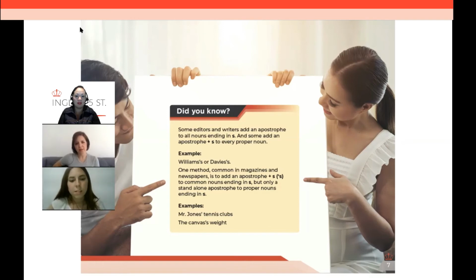The canvas's weight. And as you can see, for example, here when it says Mr. Jones', like we checked before, we are using it in a plural situation. Why? Because we are talking about tennis clubs. That's why we are putting the apostrophe at the end of the S. And in this case, the canvas ends in S, and you put an apostrophe S, and we are going to talk about weight.